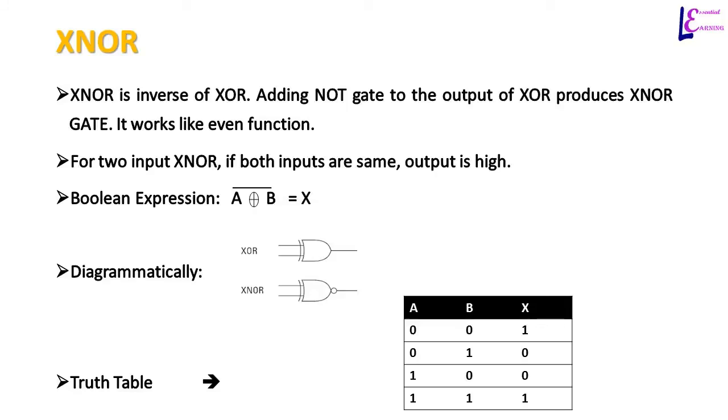Exclusive NOR is inverse of exclusive OR. Adding NOT gate to the output of the exclusive OR produces exclusive NOR gate. It operates like even function. If number of high inputs is even, output will be high. Since it is inverse of OR, Boolean expression is same but with a bar over the variables, and logic diagram contains inversion bubble at the output.